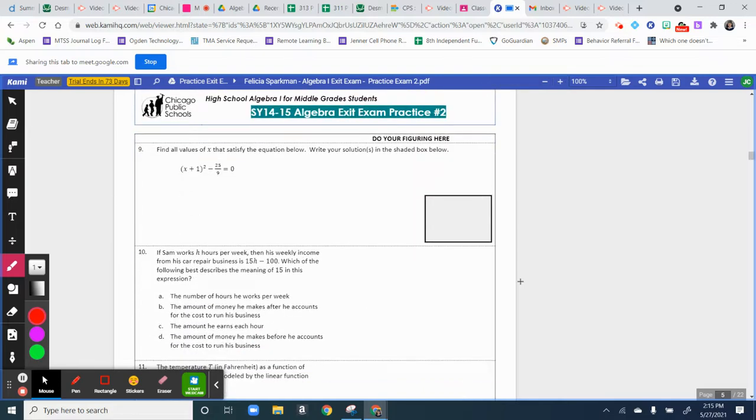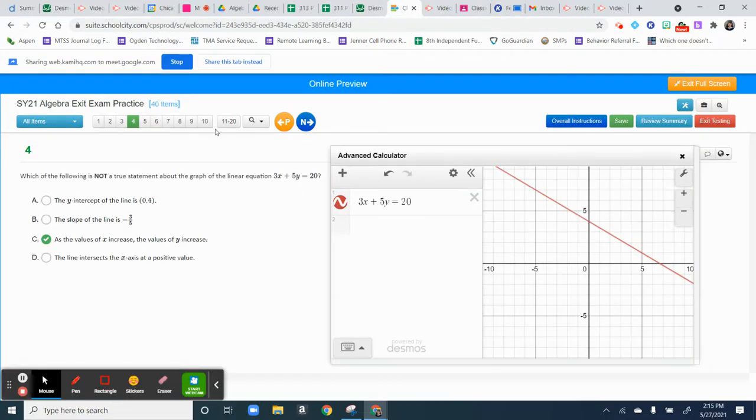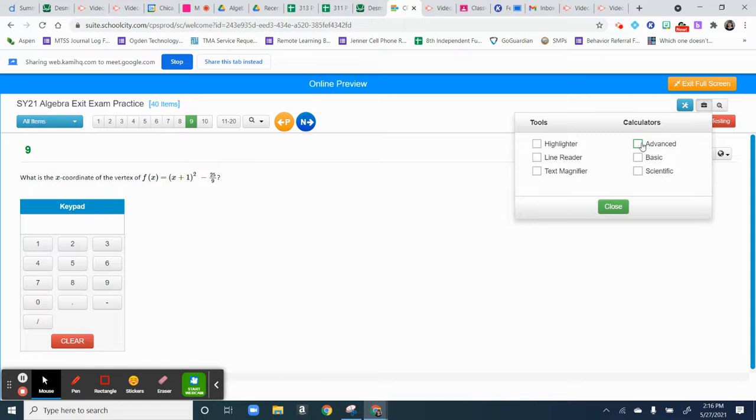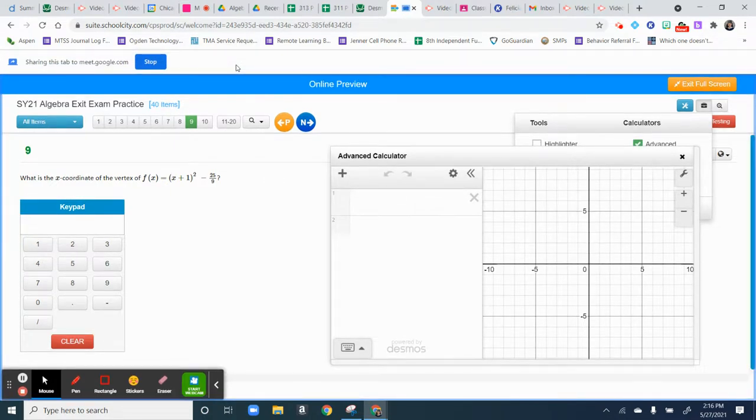Okay, now question number 9. The one that you had to answer is different than the one they originally asked. So again, make sure you're answering the question that they want you to answer. So they want to know what is the x-coordinate of the vertex of the function. So of course, what are we going to do? We're going to graph it. Oh, sorry, I forgot to change again. So we're going to use the graphing calculator again.